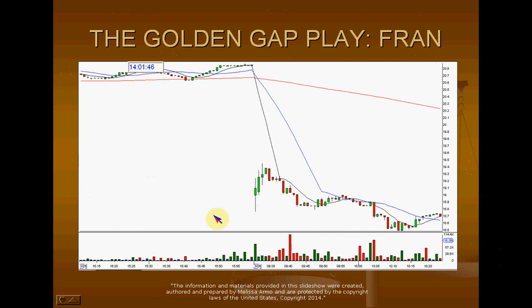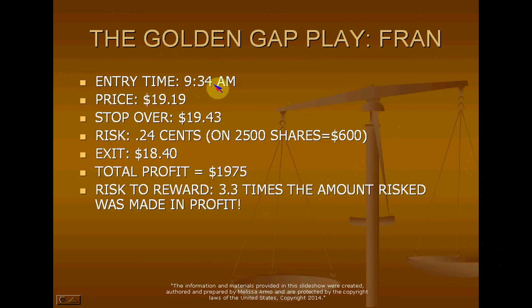Okay, so let's get back to this here. So this was a nice trade, but it had a sturdy foundation, which was the box. Entry time is 9:34. Price to enter was 19.19. Stop is over 19.43. The risk was 24 cents on 2,500 shares, which is $600. This is an advanced risk. This is not something that you should do unless you have an advanced risk amount, are good at trading, and have a good-sized account. Exit, the first exit is 18.40, which was a target.